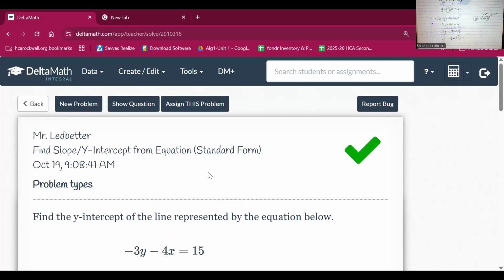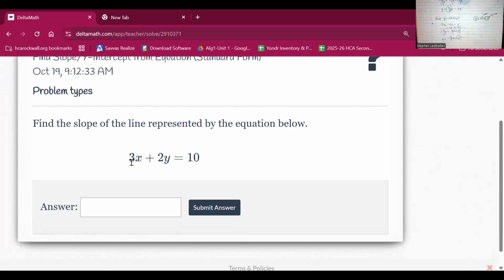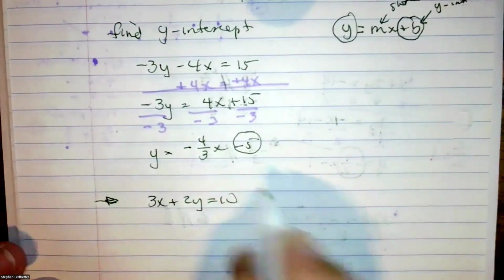All right, let's do one more. Let me see if I can find one where they change it up a little bit. Let's just do this one. They're all the same thing. Okay, so here's my new one, right here's the one I'm doing.